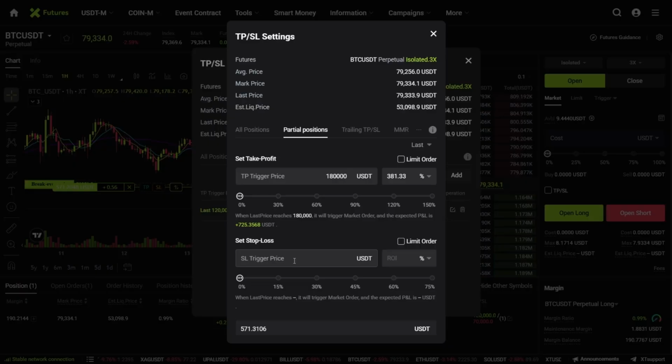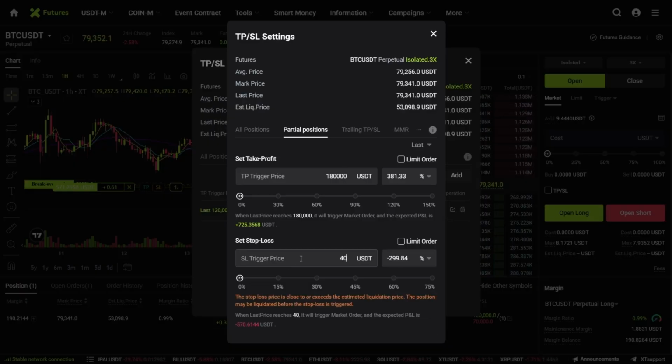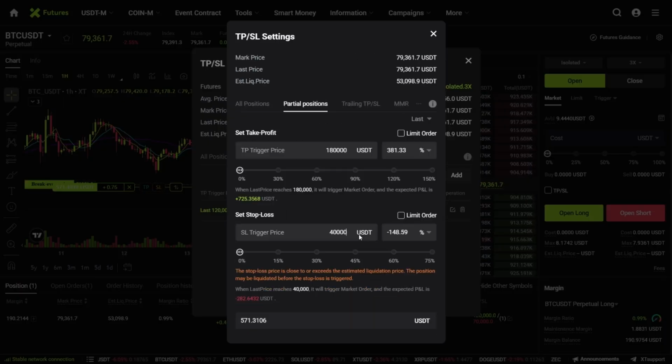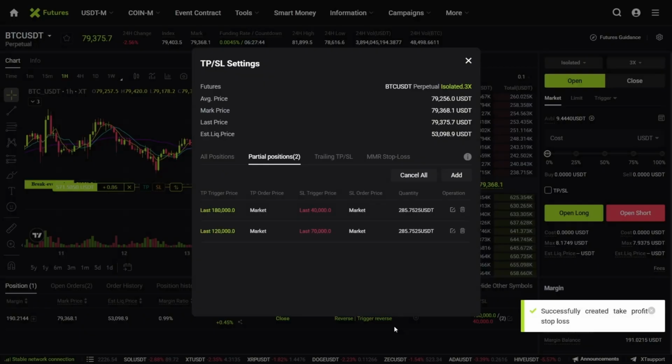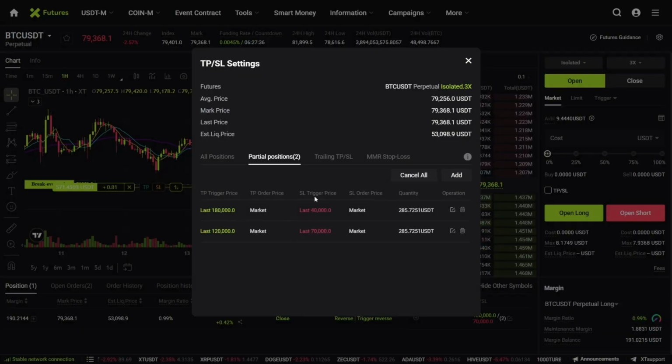On the downside, we're going to give it some more room as well, because if Bitcoin does go down, we still want to give it some price room to recover. Again, if Bitcoin does go past 40,000 though, we will be fully sold out of our position. And now at the bottom, we are choosing 50% again, which is the second half of our position. We can confirm this order, and now we can see both of our take profit and stop loss orders. If you wanted to cancel them, you can cancel them individually, or you can just click on cancel all.